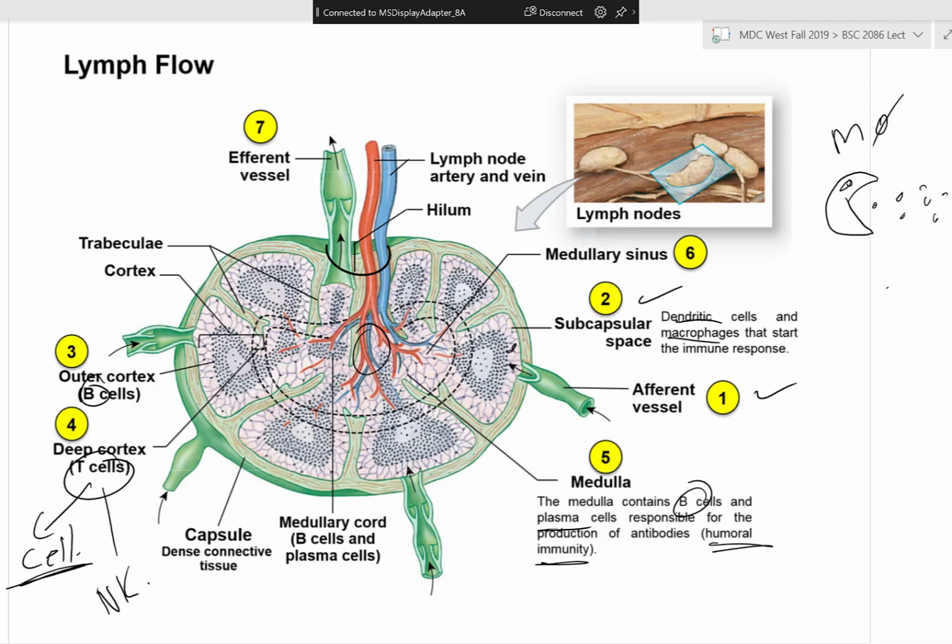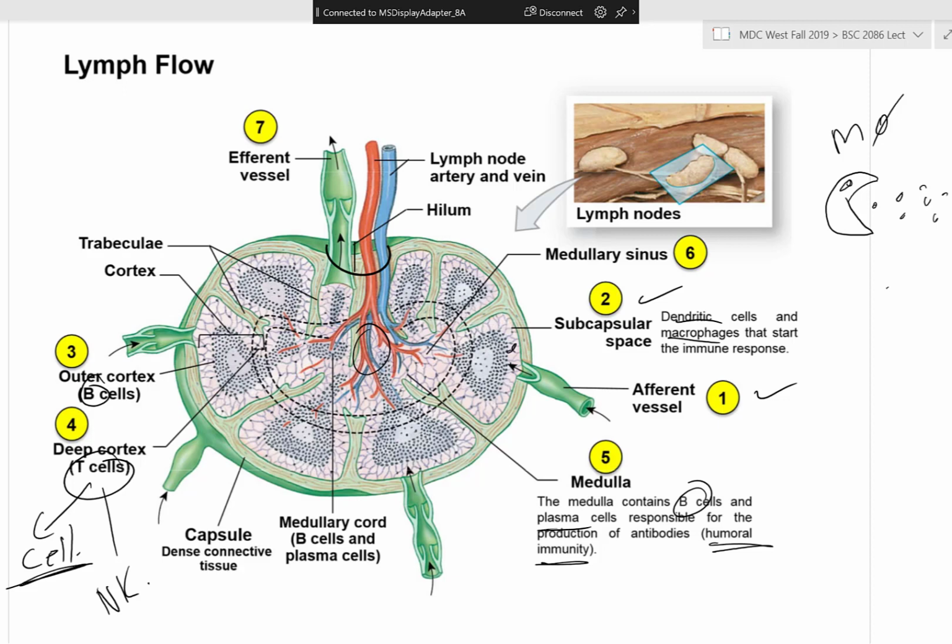The humoral immunity, humoral means what? Humor. Humor is actually a fluid from the body, right? So that means that it's going to be found within your plasma, it's going to be found within your lymph. So in there you're going to have your plasma cells, your B cells. So that's why humoral immunity is mediated by the B cells.